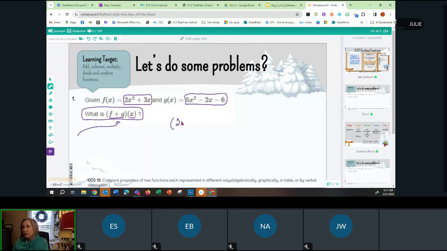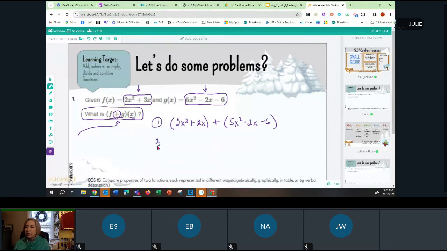So this is what it would look like. We're going to take 2x squared plus 3x, and I like to keep these in parentheses in my first step. And we're going to add it to parentheses 5x squared minus 2x minus 6. So because this problem says F plus G, it's telling us we're going to add those two functions. So we're going to add what F of X is equal to with what G of X is equal to. Okay, once you understand that, that's our first step, is to write it as an addition problem.